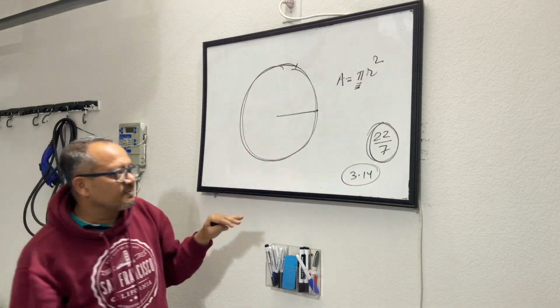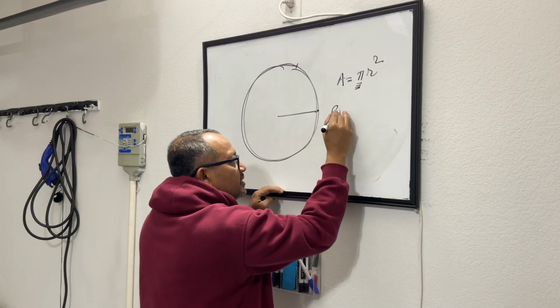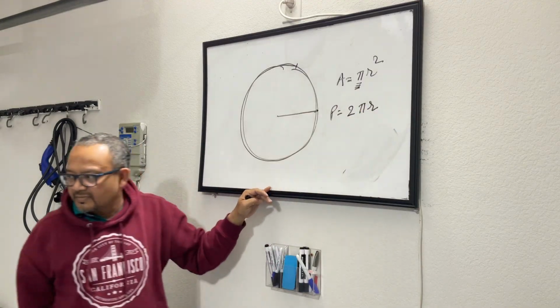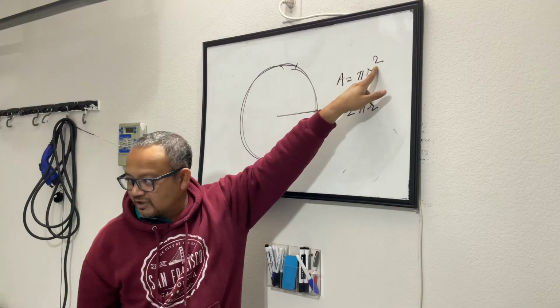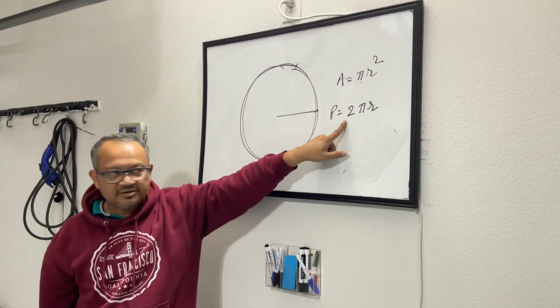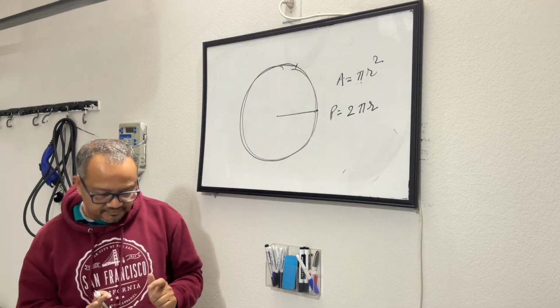So area of a circle is pi r square, and perimeter is 2 times pi r. So the 2, in case of area, goes on the head. In case of perimeter, it comes next to this. Okay. So this is the area and perimeter formula for a circle.